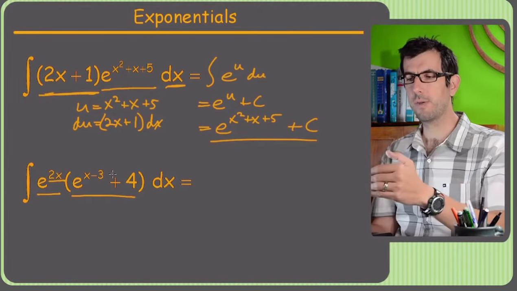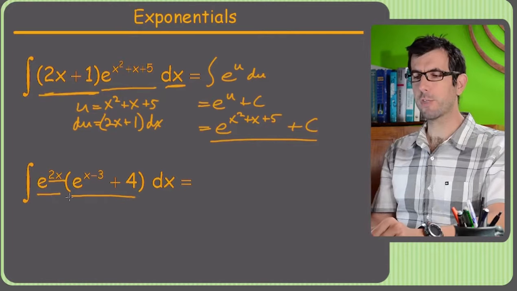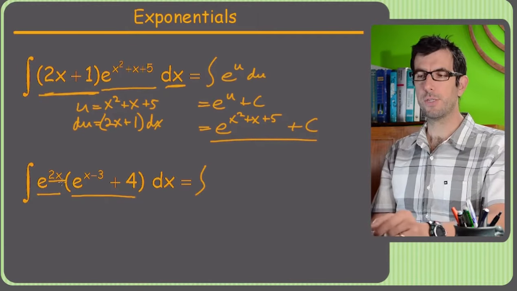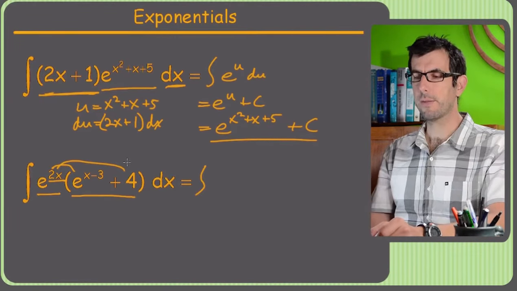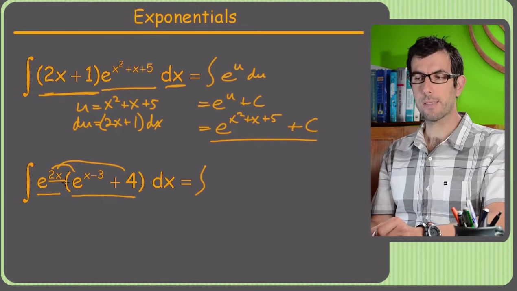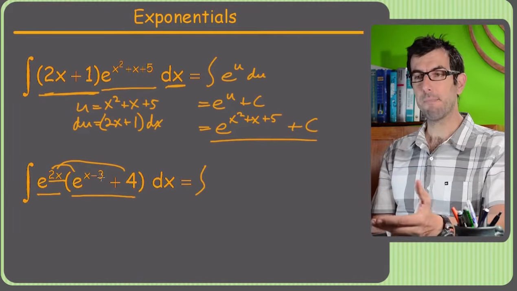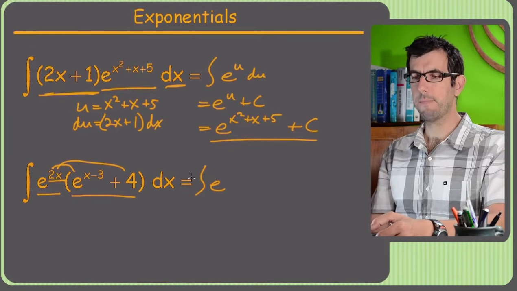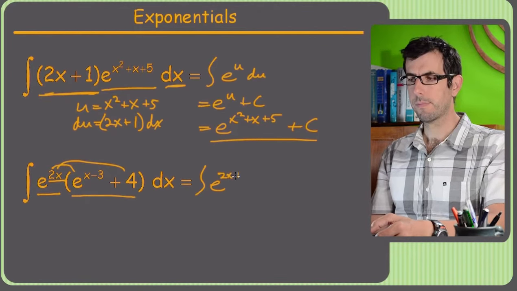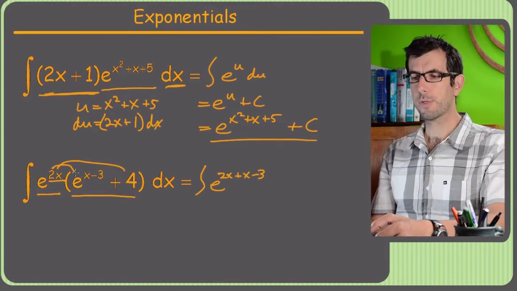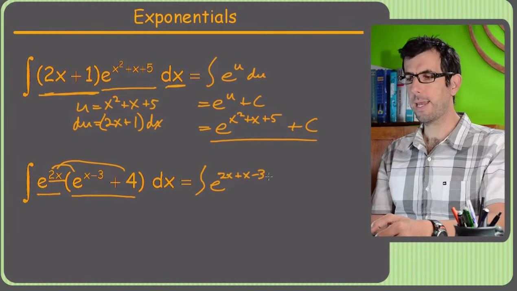If you're sitting there trying to find your u's and your du's, it turns out this is actually an algebra problem. What we need to do is just distribute in, just multiply this out essentially. Because when you multiply e to the 2x times e to the x minus 3, they have the same base. So that's going to just end up being e to the 2x plus x minus 3. We're just combining the exponents by adding them. And then of course there's a dx.